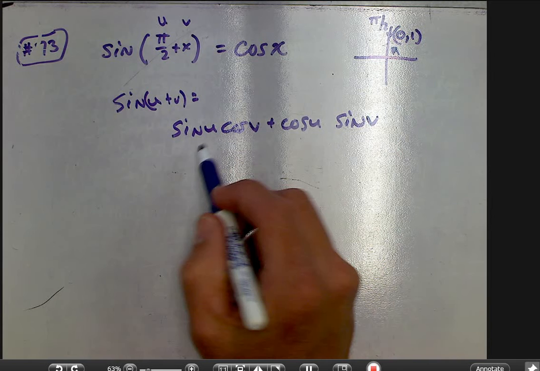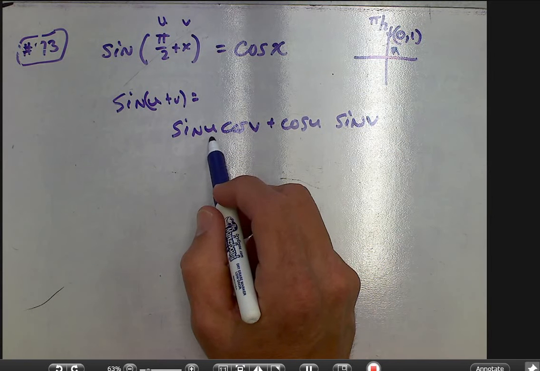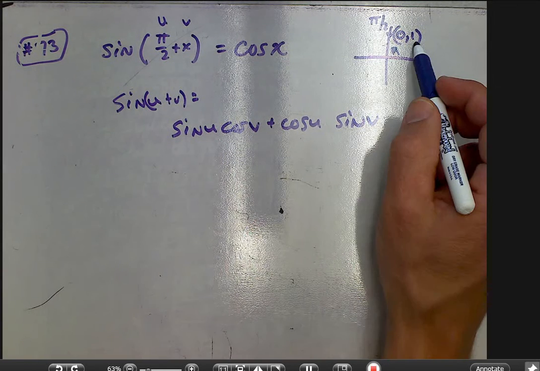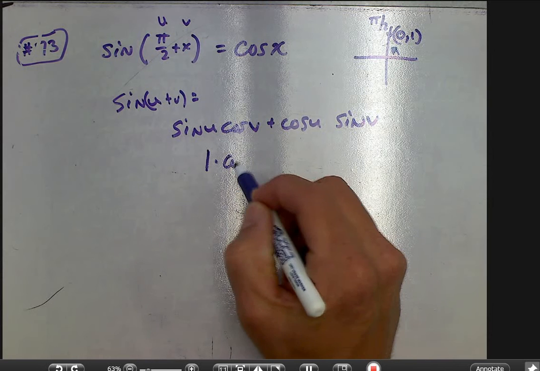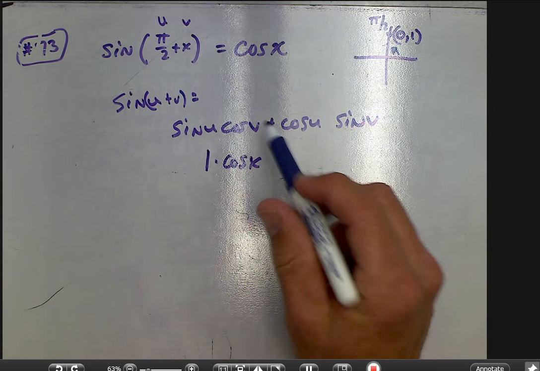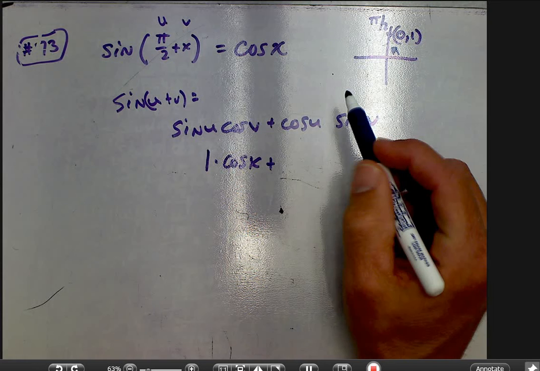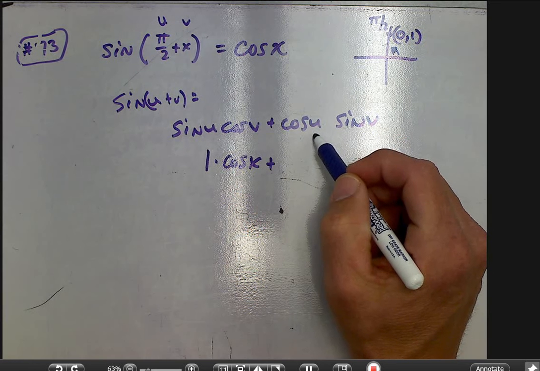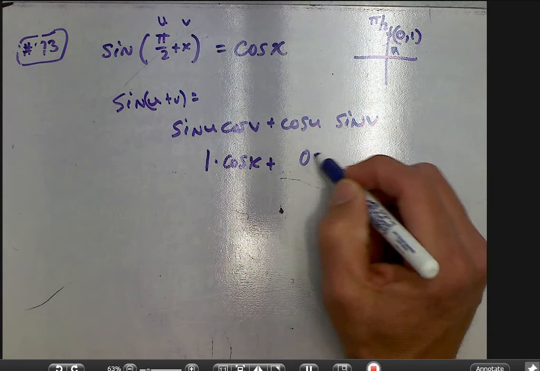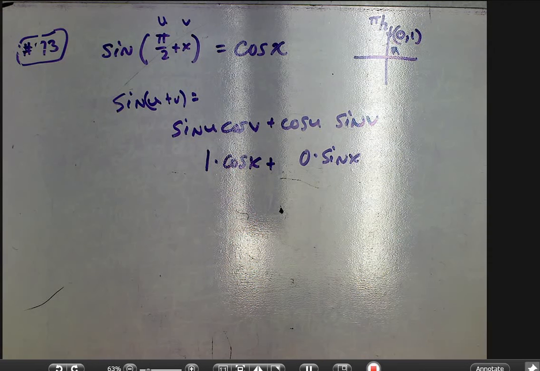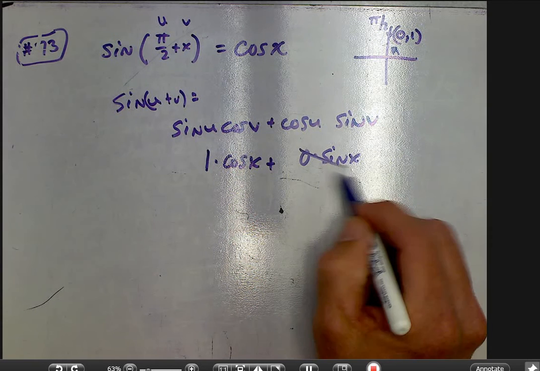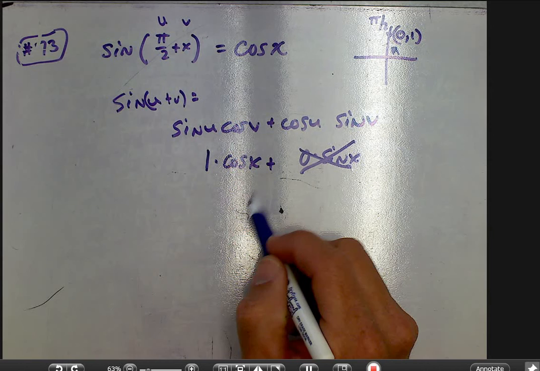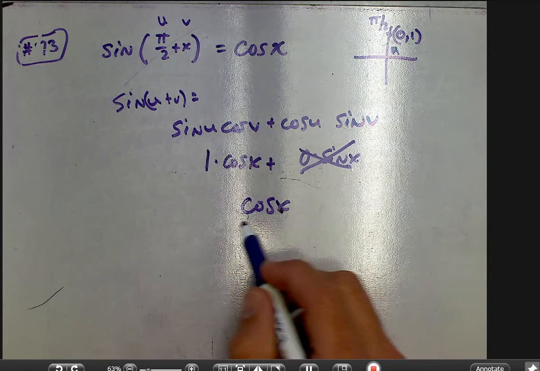The sine of u, which is pi over 2, so the sine of pi over 2 is 1. And cosine x, because v is the same thing as x, plus the cosine of u. Cosine is x, and that's 0. So 0 times the sine of x, those make 0. 1 times the cosine of x is the cosine of x. And that's how you prove that.